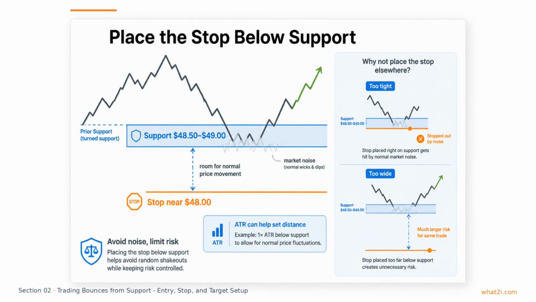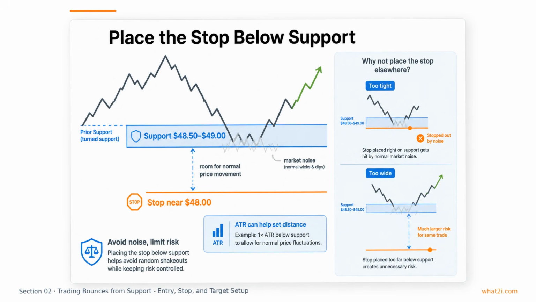The stop loss belongs below support, not directly on it. If you place the stop right on the level, normal market noise can knock you out even when the setup is still valid. Price often wiggles around support before the bounce develops, so the stop needs a little room. Many traders use a volatility tool like ATR to estimate a sensible buffer below the zone. The goal is balance, wide enough to survive routine movement, but not so wide that the loss becomes too large. A stop should protect you from being wrong, not from every small fluctuation.